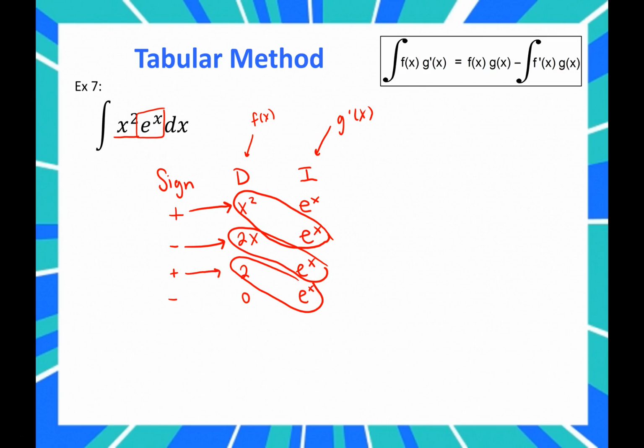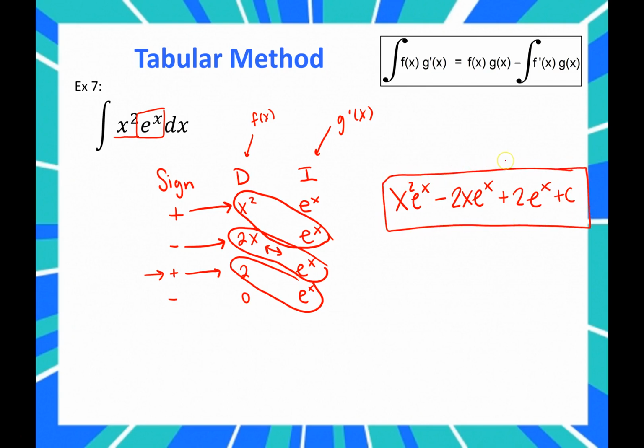So my final answer is going to be a positive, because see that positive right there, a positive x squared e to the x minus a 2x, see how I'm combining these two things, a 2x e to the x, and then now I'm back at a positive 2e to the x, and don't forget your plus c. And folks, that's it. We're done with the tabular method for this problem.